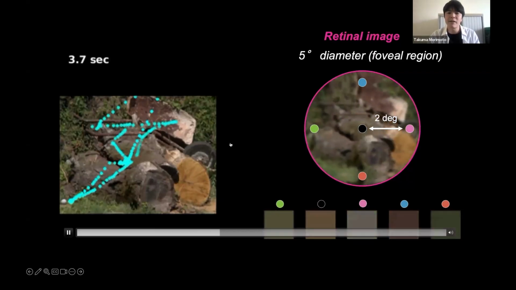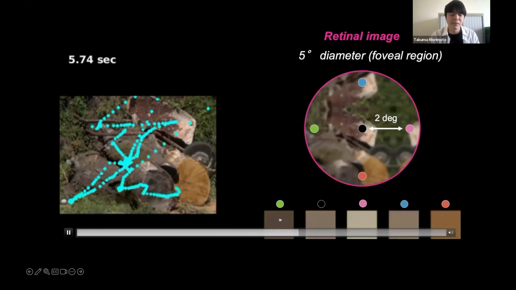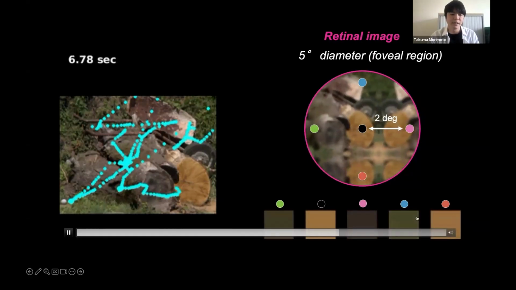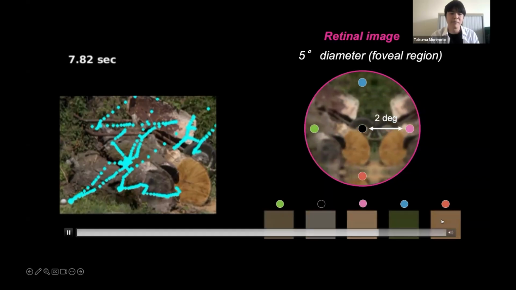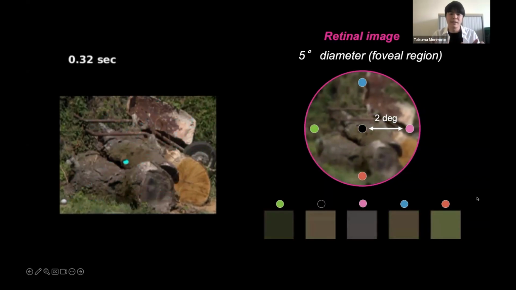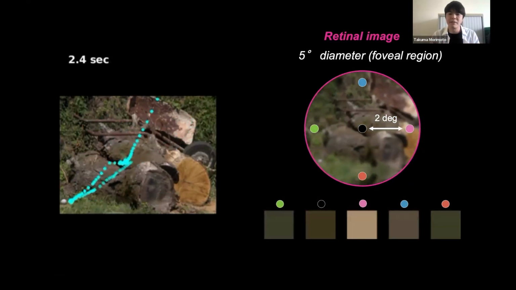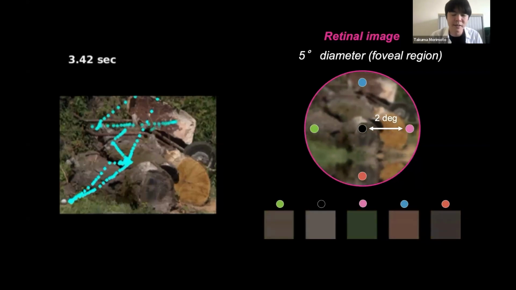So now, you see each cone, each photoreceptor, is sampling very different colors over time. But what I want to know is whether this history of colors sampled by each cone over time is similar to global scene statistics.